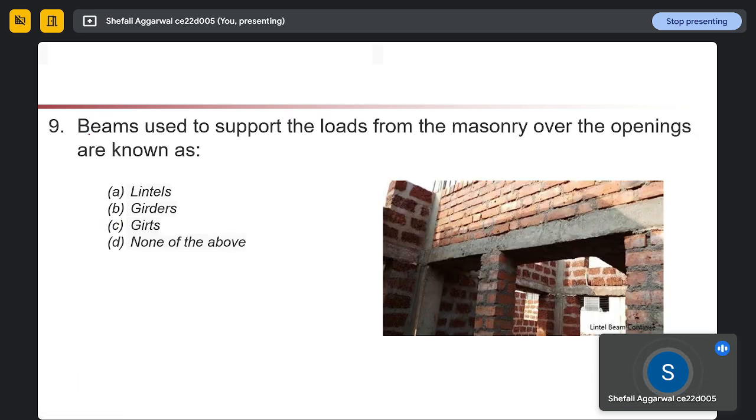So next question is, beams which are used to support the loads from the masonry over the openings are known as. So this type of construction you all might have already seen. So what are these beams normally called? These are the lintel beams. Okay.